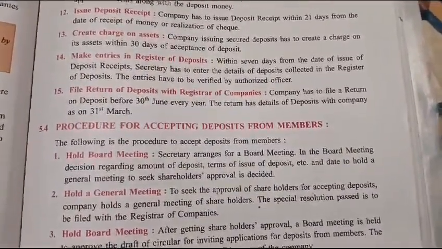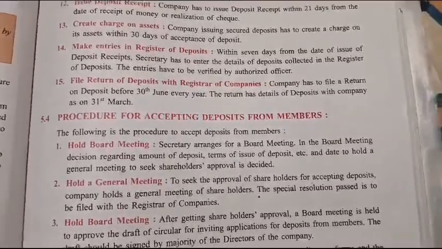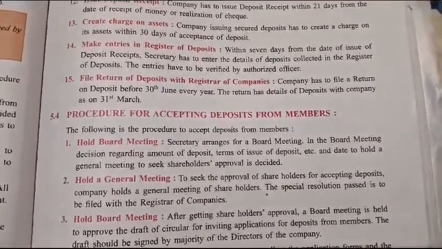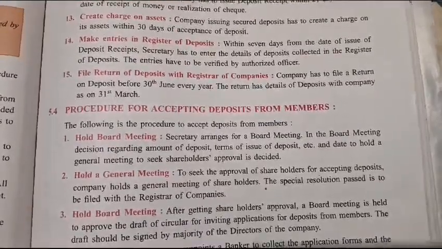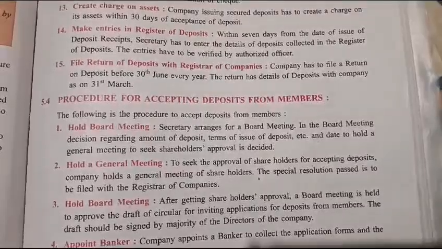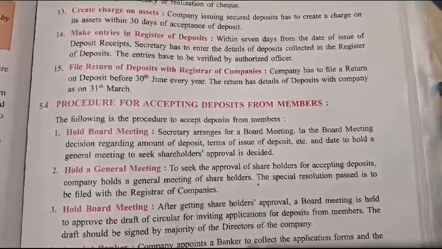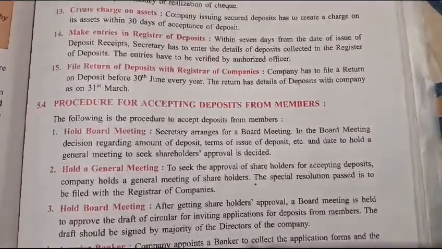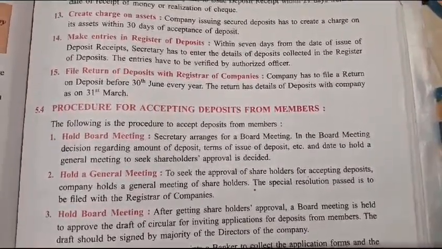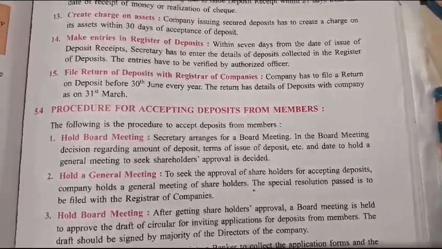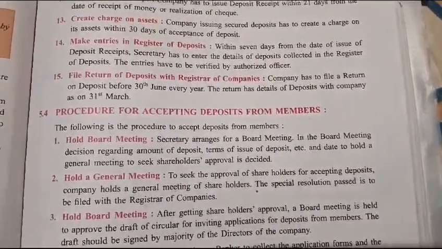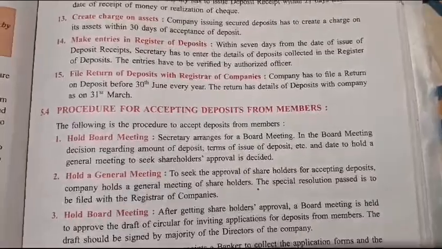13th, create charge on assets. Company issuing secured deposits has to create a charge on its assets within 30 days of acceptance of deposit. 14th, make entries in register of deposits. Within 7 days from the date of issue of deposit receipts, Secretary has to enter the details of deposits collected in the register of deposits. The entries have to be verified by authorized officer.